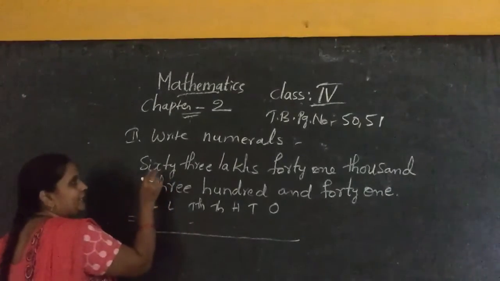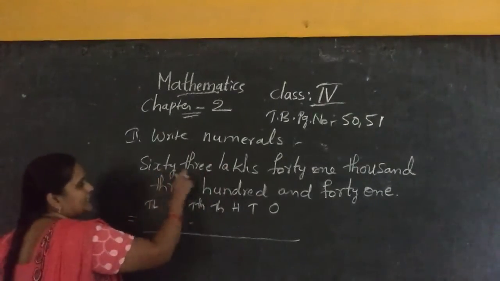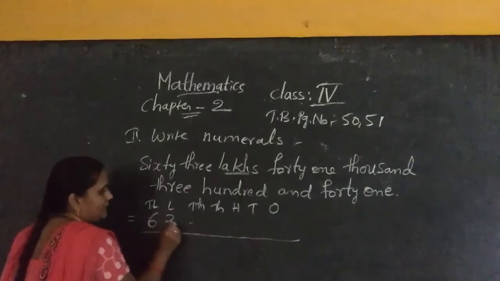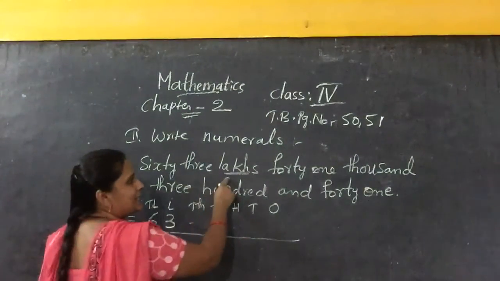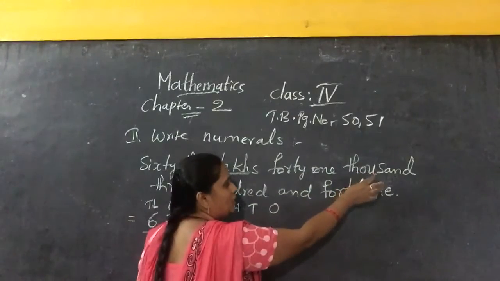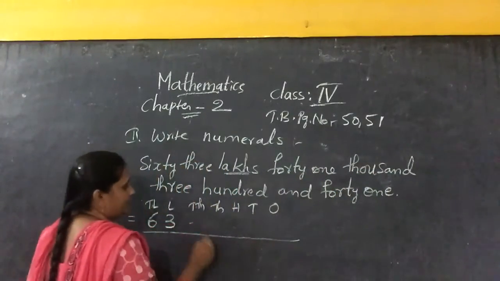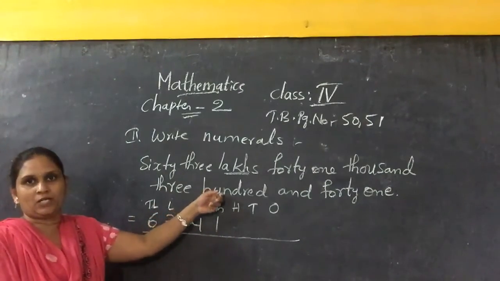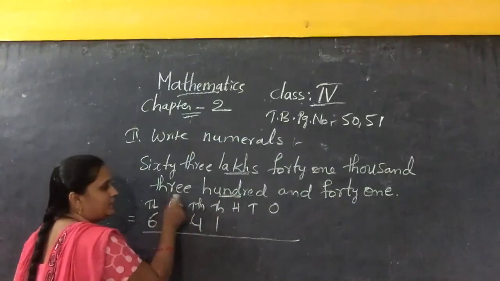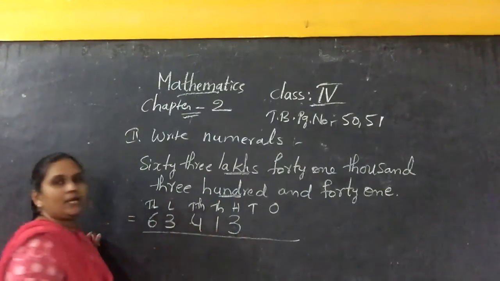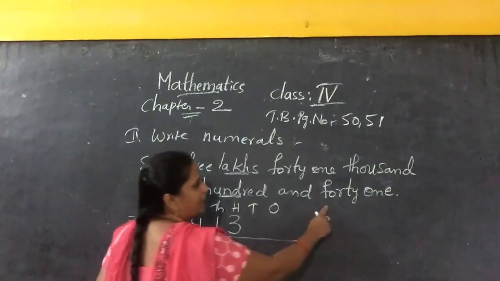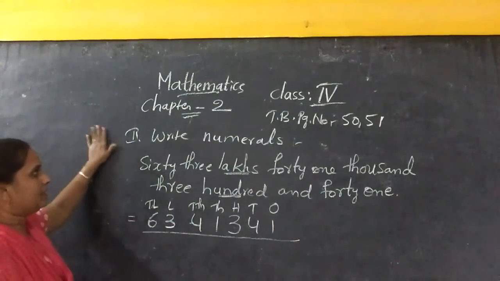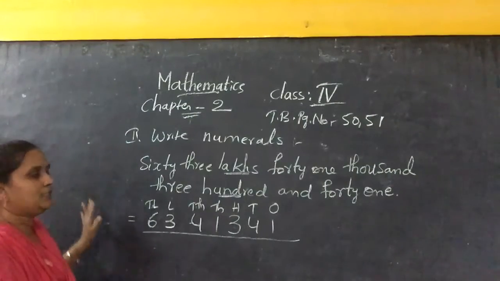Once again, read this one. 63 lakhs means in the lakhs place we have to write 63. Next after the lakhs place we get the thousands place. What is the number there? 41. So 41. After that we get the hundreds place value. What is the digit there? 300, so write 3 in the hundreds place. And then the last two digits are 41. So this is the concept to write the words in numeric form.